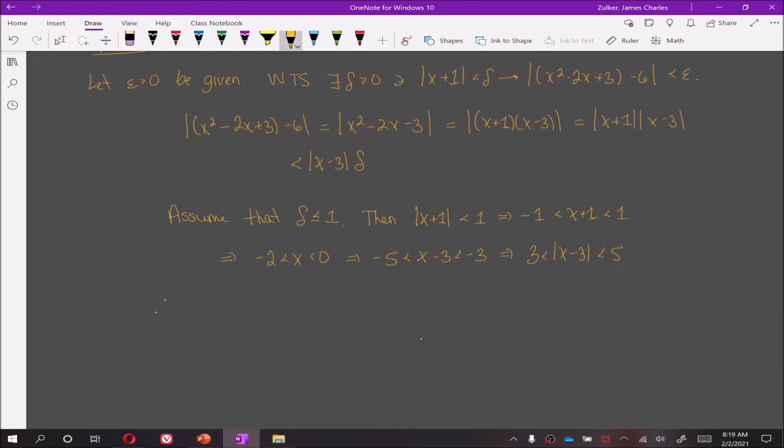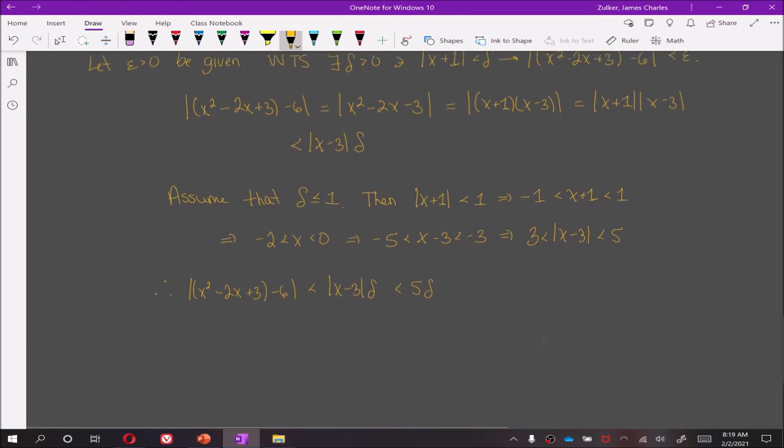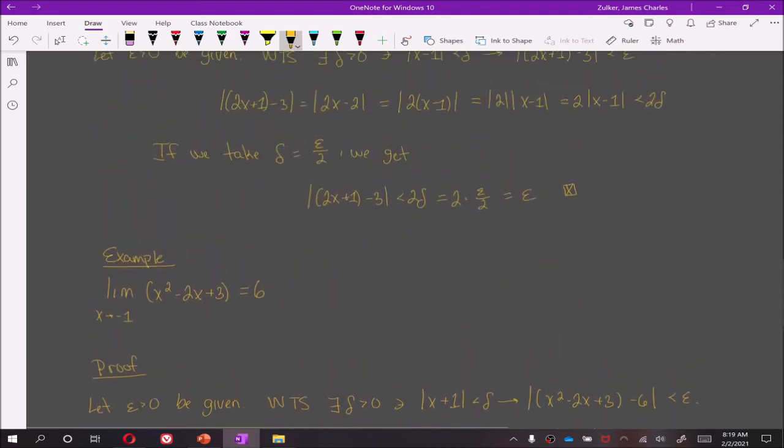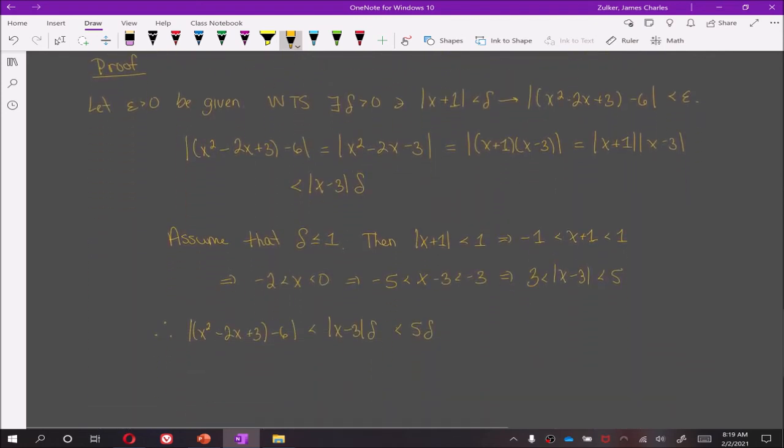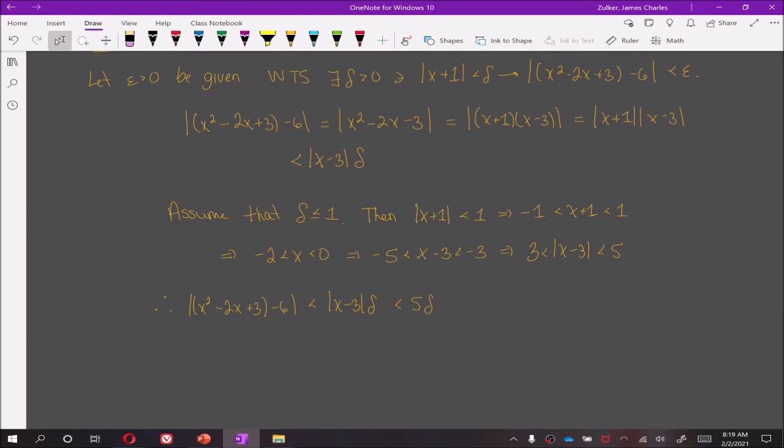So with that assumption, we now have the absolute value of x squared minus 2x plus 3 minus 6 is less than the absolute value of x minus 3 times delta, which we can now say is less than 5 delta. Now again, we want this to be less than epsilon. So it would seem to make sense, like we did in the previous example, to just take delta to be epsilon over 5. However, there's a problem there.